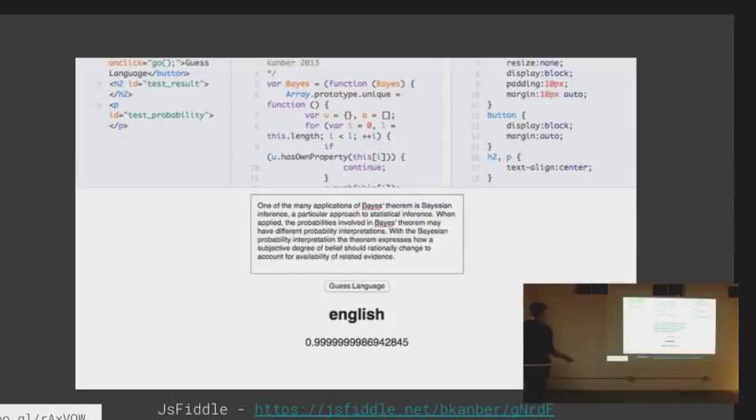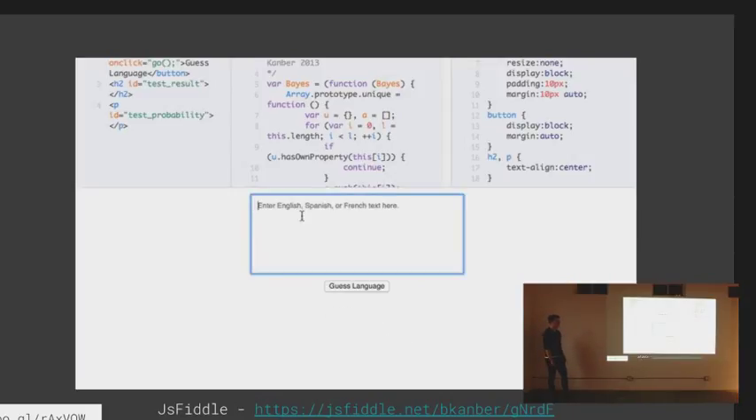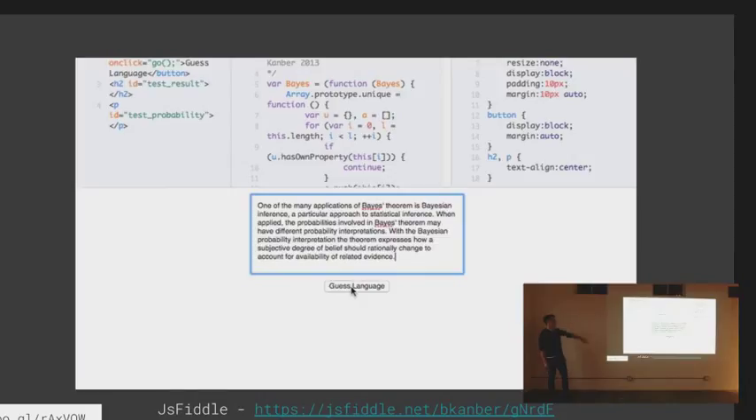Here's a link. Again, you can find that in the slides. This is to a JS fiddle that has all of this code together, and you basically just paste in a little text box of any language from anywhere, and it'll guess it. Not any language, just the 3 languages. Again, we only care about those 3 languages. So you could do some tests and see how it actually does. That's me running that test on the Bayes theorem text.